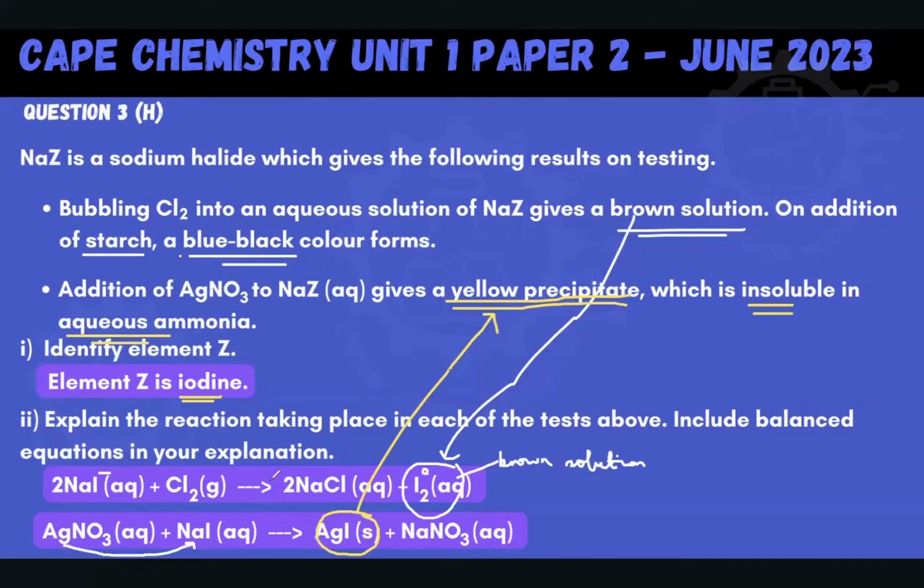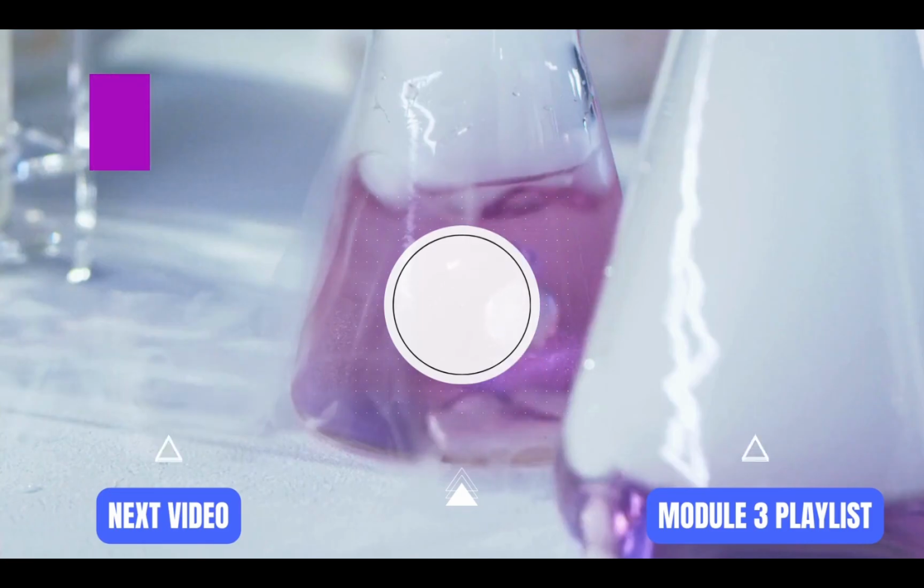You could have also written this in just ionic form where you take out your spectator ions. Those would have been acceptable balanced equations as well to include here. And so with that, we've come to the end of this question.